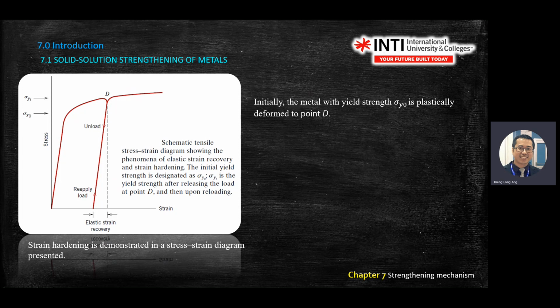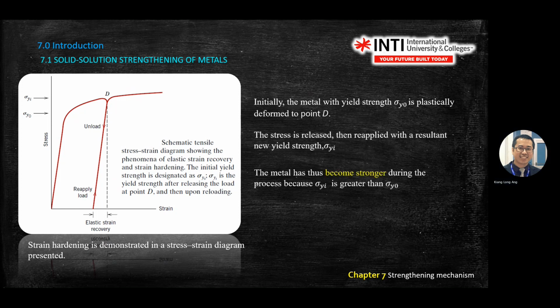Another one is called strain hardening. This is stress versus strain also, right? So how do you do the strain hardening? First, the initial metal with yield strength deforms at point D. So how to read this one? Now, normally when you have a stress versus strain graph, how do you determine yield strength? Previously, we used 0.2% strain, right?